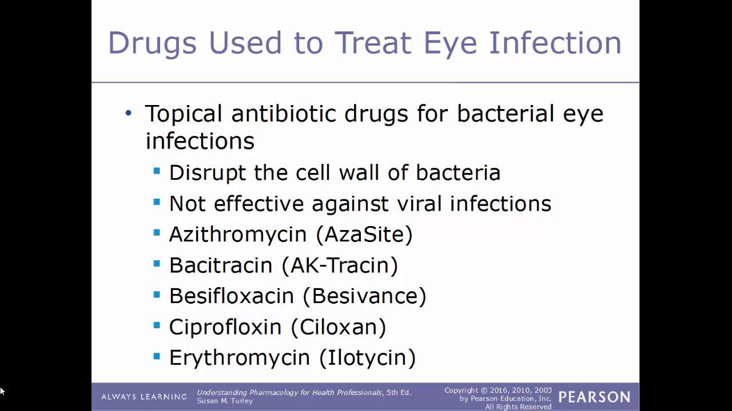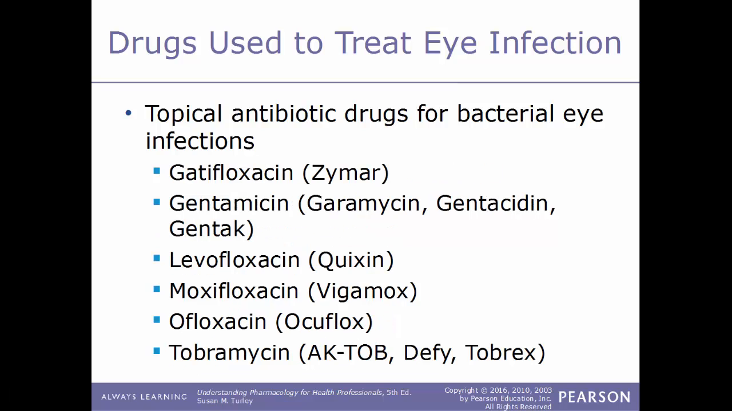under the name Ciloxan; and erythromycin, which is sold under the trade name Ilotycin; gatifloxacin, which is sold under the trade name Zymar; gentamicin, which is sold under several trade names: Garamycin, Gentacidin, and Genoptic; levofloxacin, which is sold under the name Quixin; moxifloxacin, which is sold under the trade name Vigamox; ofloxacin, which is sold under the name Ocuflox; tobramycin, which is sold under the names Defy, Tobrex, or AKTob.